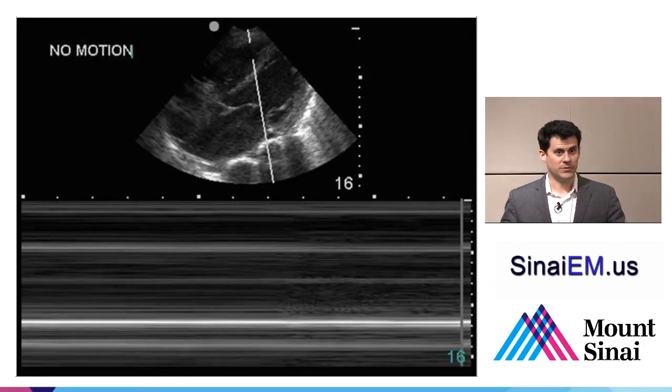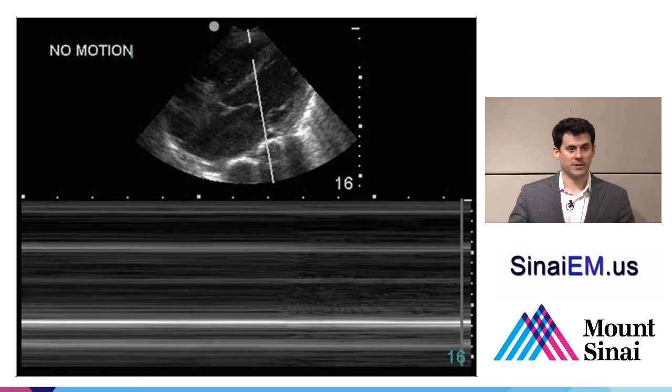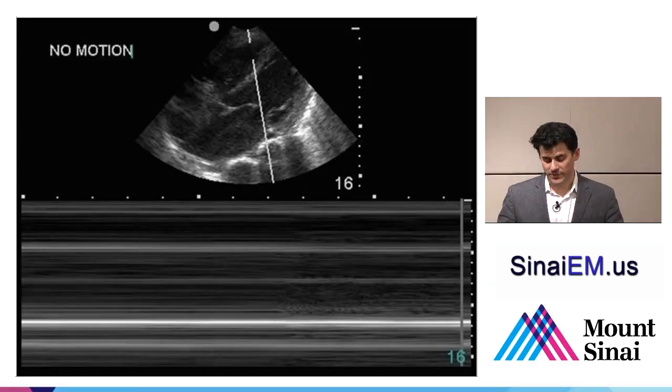M-mode can also be used to demonstrate this. It's not the happiest version of how to use M-mode. Cardiologists and other providers typically like to use M-mode to look through the mitral valve or demonstrate chamber sizes and use it for other purposes. But an M-mode line straight through a heart that's not beating will demonstrate flat lines, as we can see here.